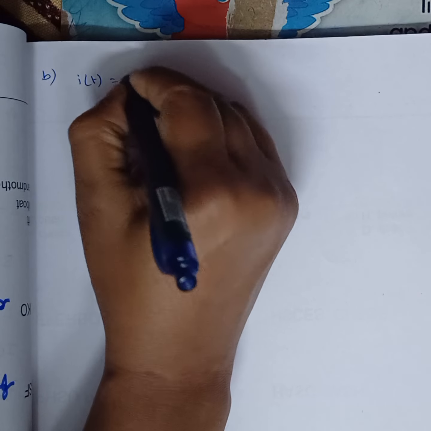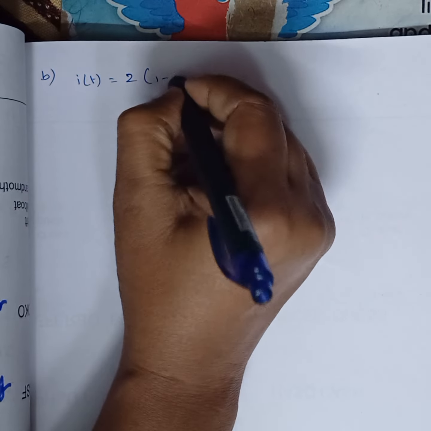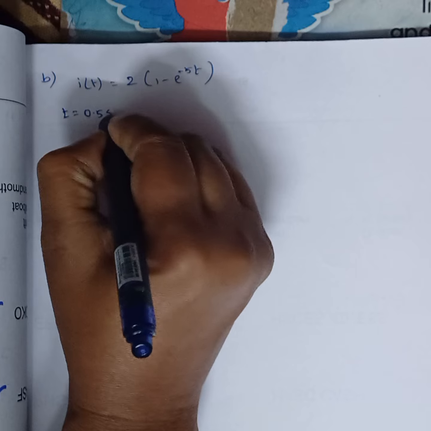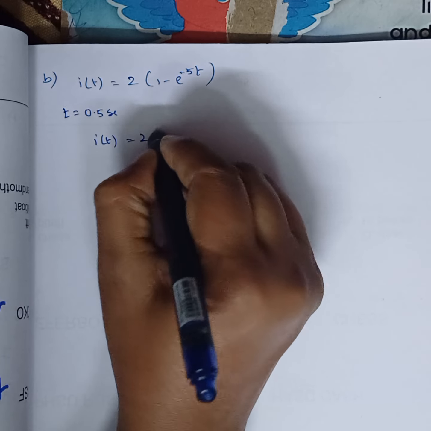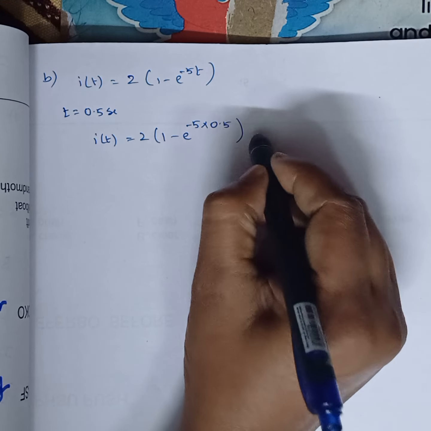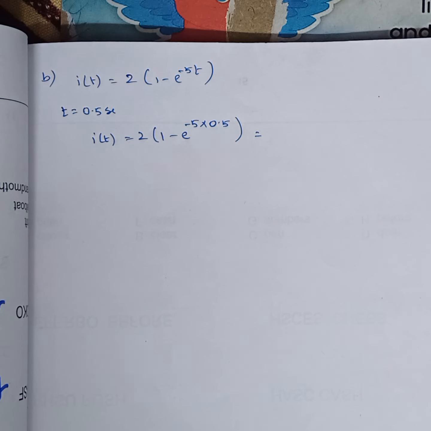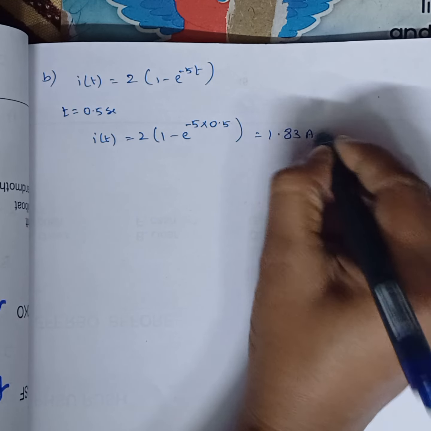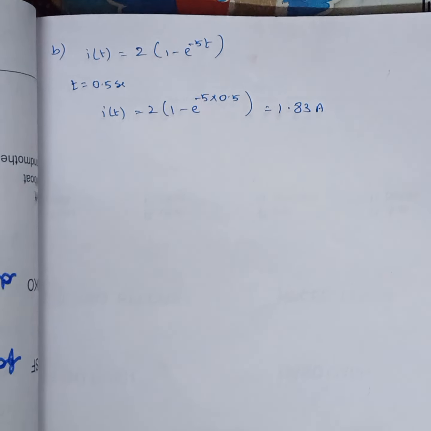Then the B question is, what is the current when t is equal to 5 millisecond, 0.5 second and 1 second, correct? We know I of t is equal to 2 into (1 minus e power of minus 5t). Okay, so at t is equal to 0.5 second, I of t is equal to 2 into (1 minus e power of minus 5 into 0.5). If you substitute this value, we'll get 1.83 amps. Hope you know how to operate your calculator for this one.